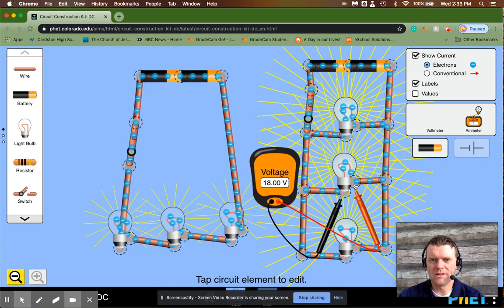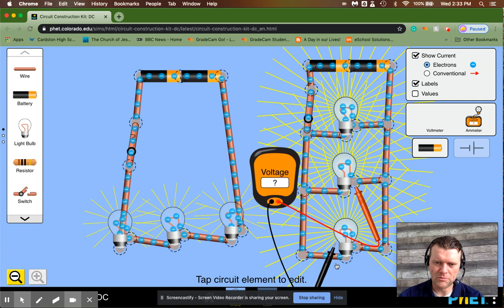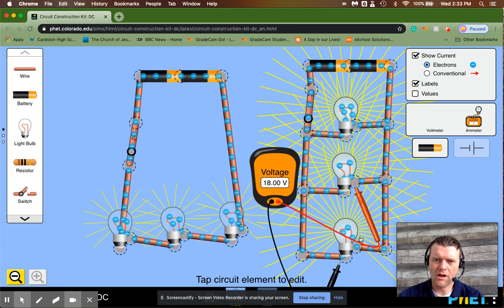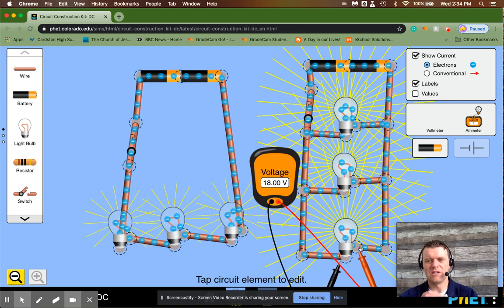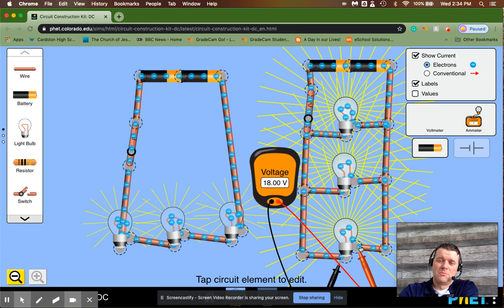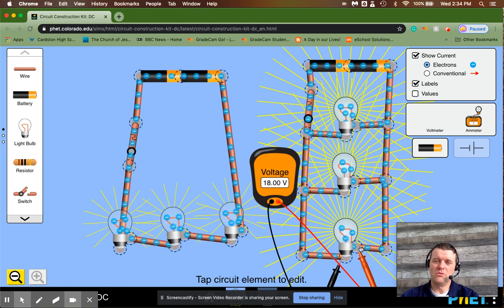And look at this. You know what? It doesn't matter where I stick these probes, does it? Because I'm in a nice parallel circuit. Man, everything is 18 volts. So those light bulbs are getting 18 joules per coulomb of charge, and they're way brighter, and they're all the same brightness. So that's awesome.